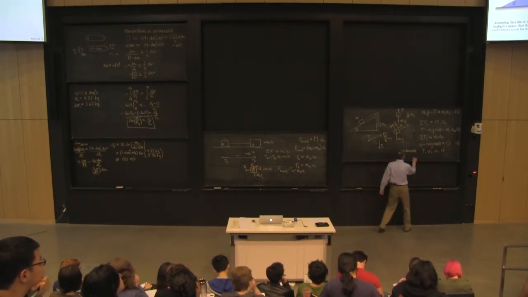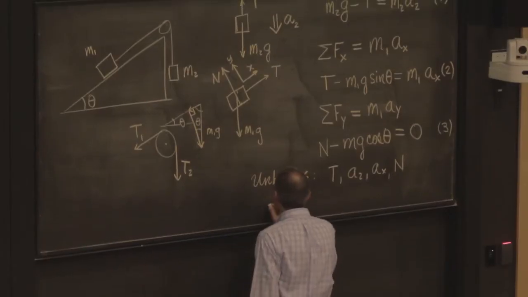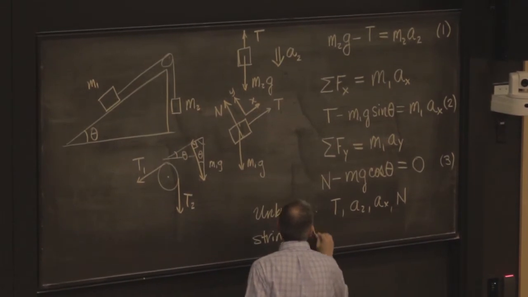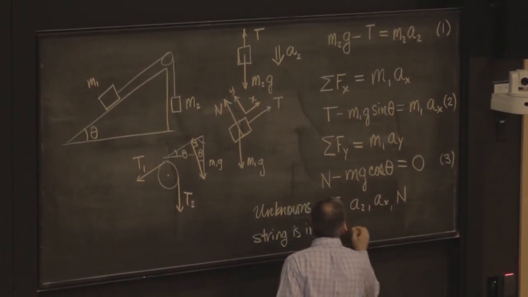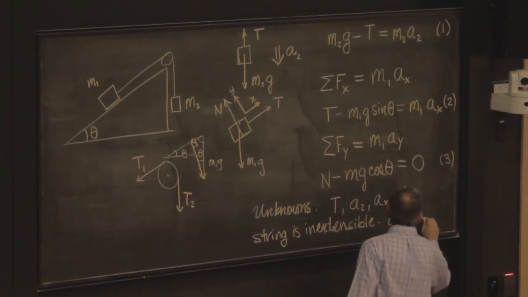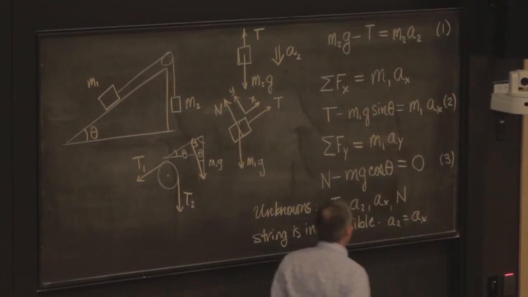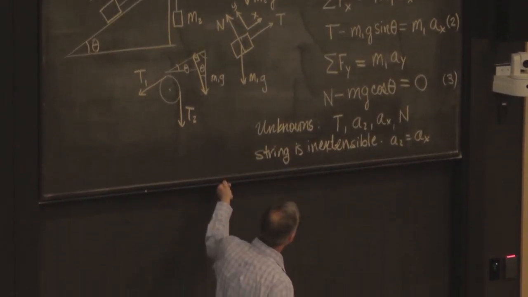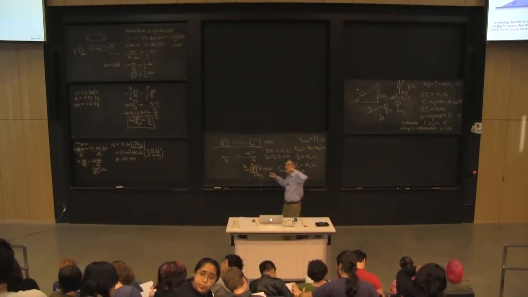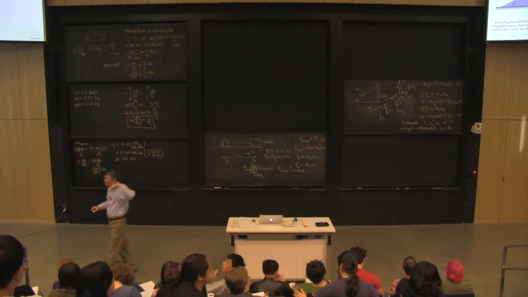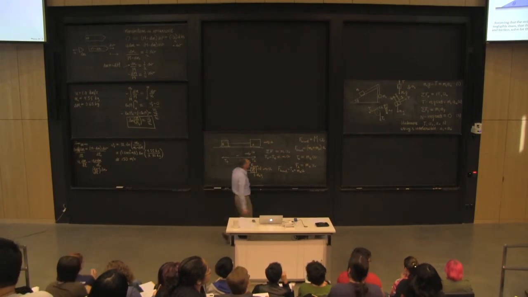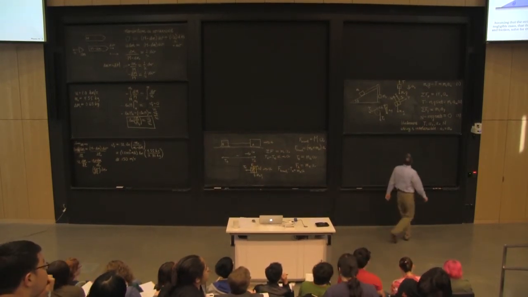So since the string is inextensible, therefore A2 is equal to A1. And now we can solve. Please, that's only true if you're careful to define your direction of motion so that A is positive for one direction of motion of the string. So I almost screwed this up, but it's worth making the point.